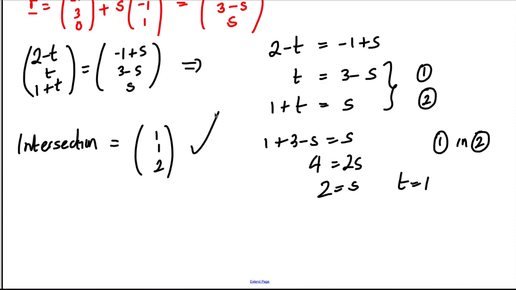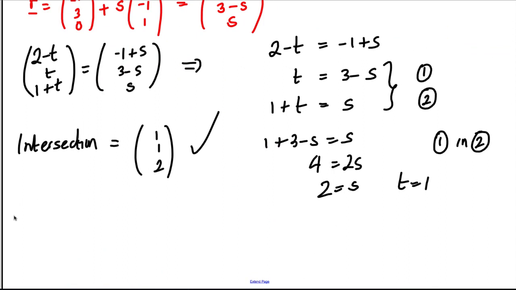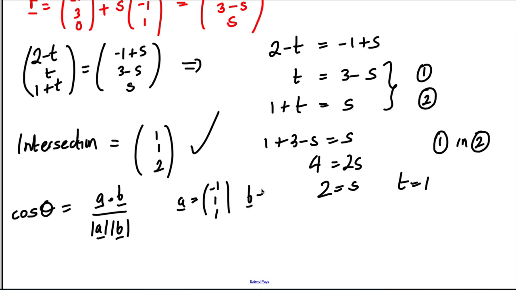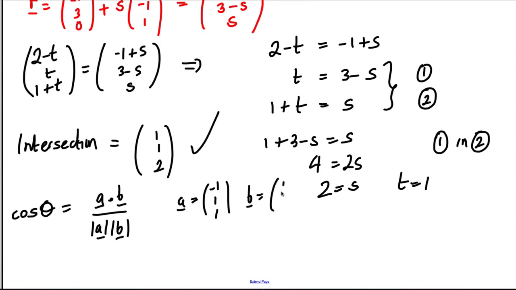So there's my intersection. And the next part is the acute angle between the lines. Well, I know that cos theta is going to be a dot b over mod a mod b, where a and b are the directions of the line. A must be negative 1, 1, 1, and b is the direction of the second line, which is 1, negative 1, 1. So I can work this out here.